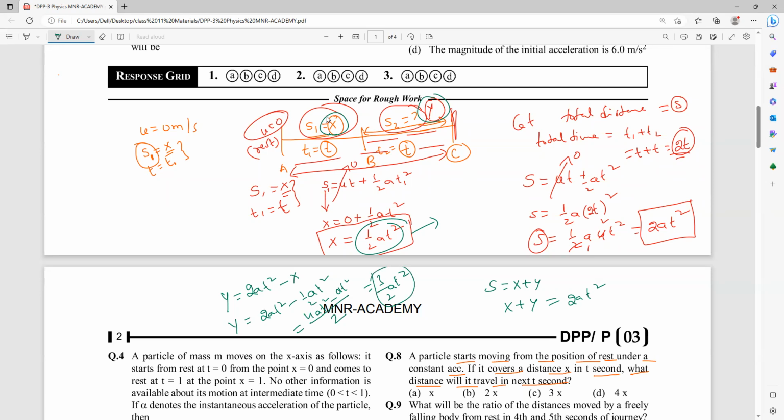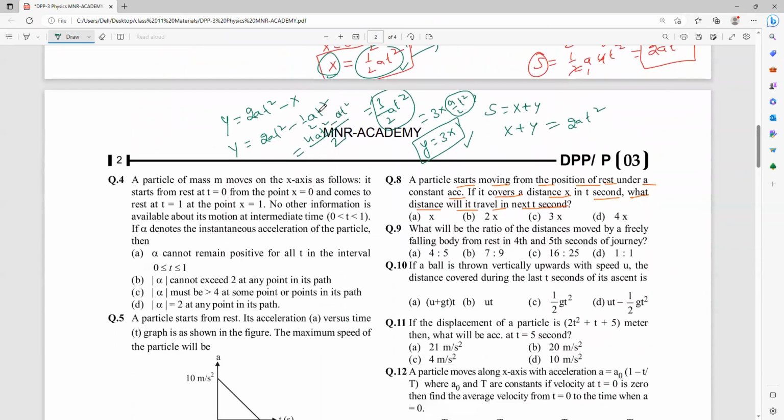3 by 2 at square, can you write it as 3 into a by 2 t square? Is it right or wrong? All of you accept it or not? So a by 2 t square is equal to how much? X. So Y is equal to how much is the answer? 3 times X. So what is the correct answer? 3X. Well understood?